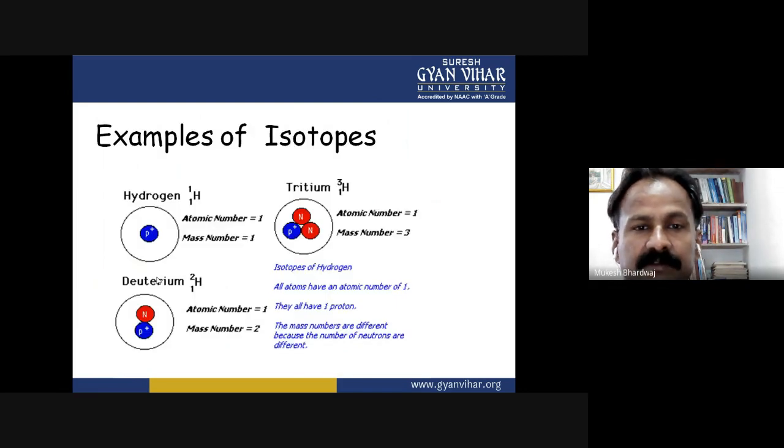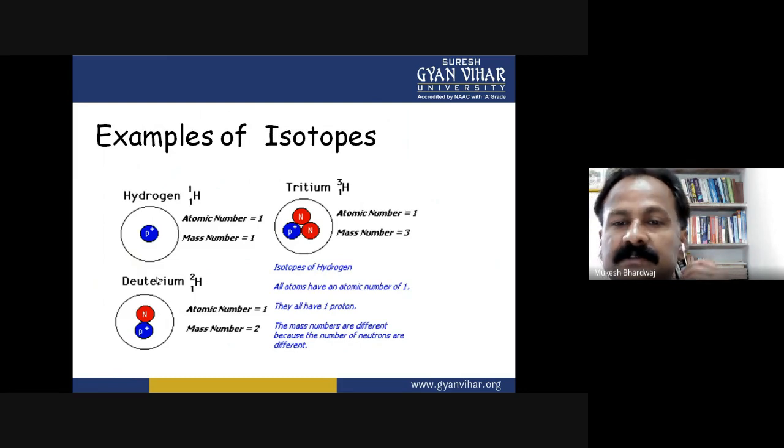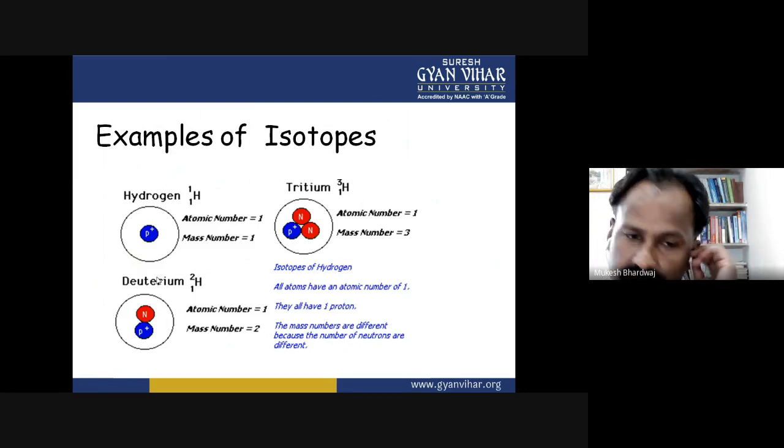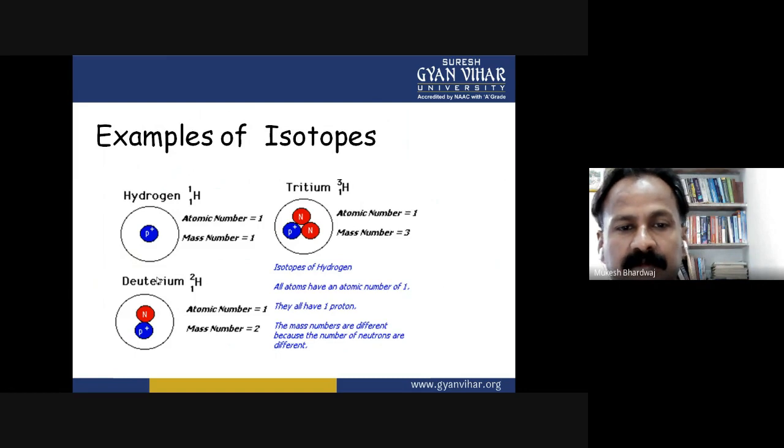Example of isotopes: hydrogen, atomic number 1; tritium, atomic number 1. But the masses are different. The atomic mass of hydrogen is 1 and the atomic mass of tritium is 3. Deuterium, atomic number 1, the mass number is 2. Isotopes of hydrogen, all atoms have an atomic number of 1. They all have one proton. The mass numbers are different because the number of neutrons is different, as you see in the slide.